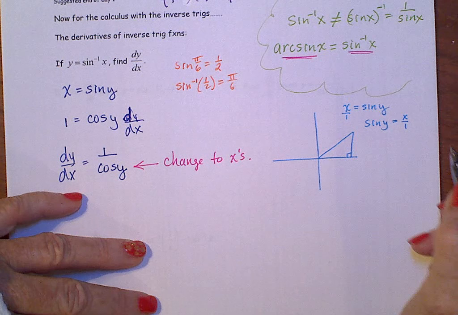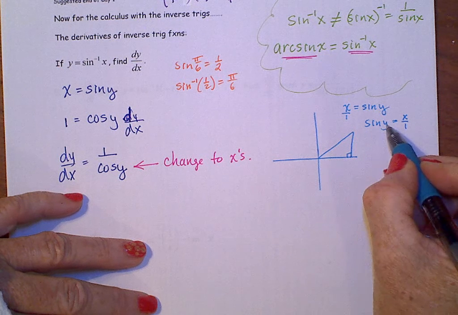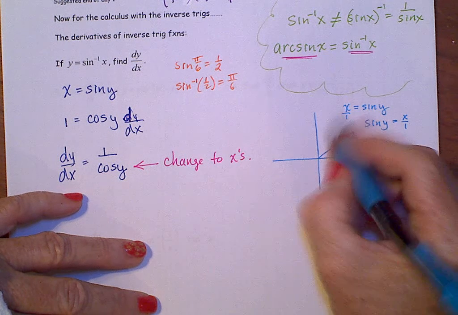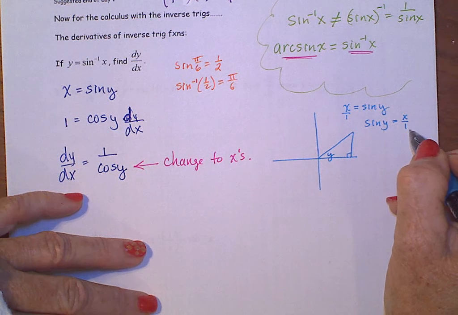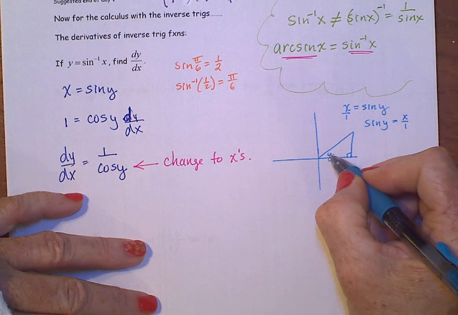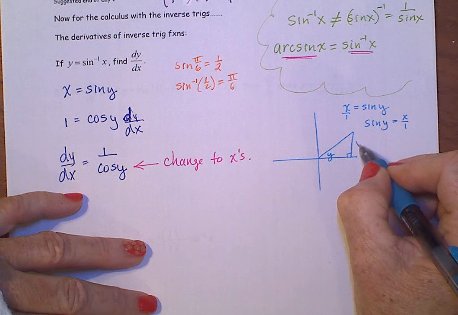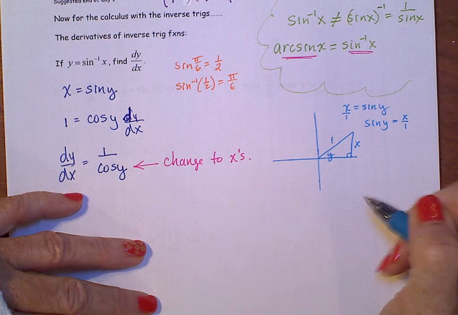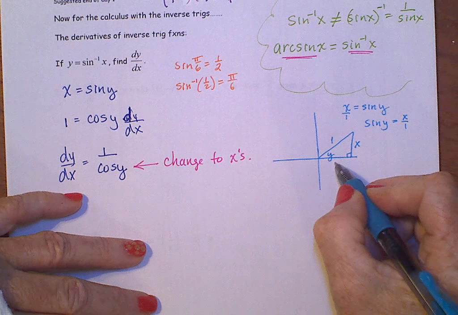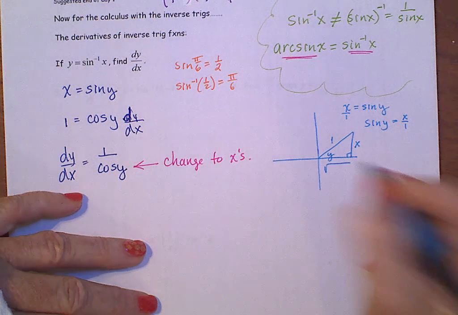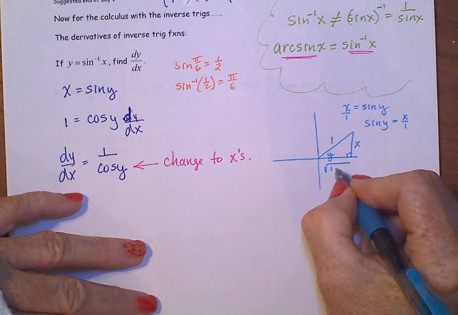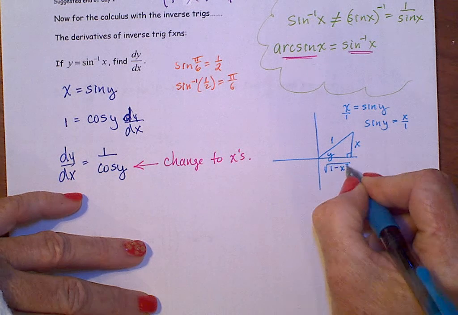Look what this is saying. Sine y. So y is the angle, and sine is opposite over hypotenuse. So from that angle y, the opposite side is x, the hypotenuse is 1. Then we can use the Pythagorean theorem to find this piece down here. And this piece down here would be the square root of 1 minus x squared.